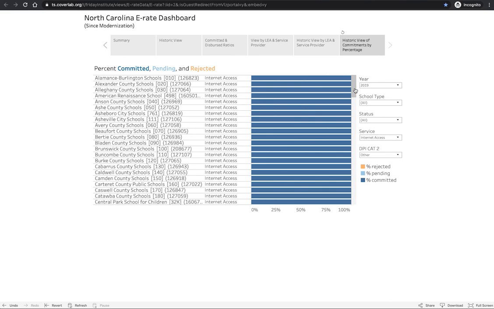The E-rate process is not easy to apply for. It's a federal program with a lot of rules, and you can get caught up quickly in it. And so having a team at DPI that actually can help the school districts and knows the districts is probably one of the reasons that we see such high commitment ratios in North Carolina. So that is the full dashboard over time of all the funding for E-rate.